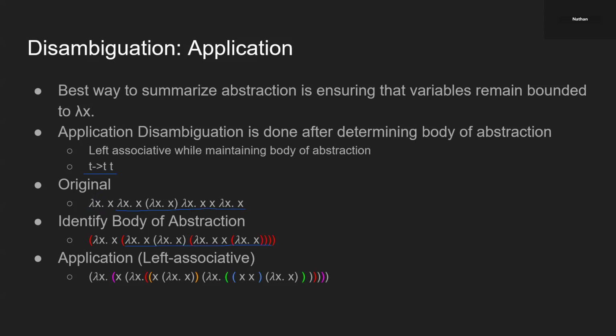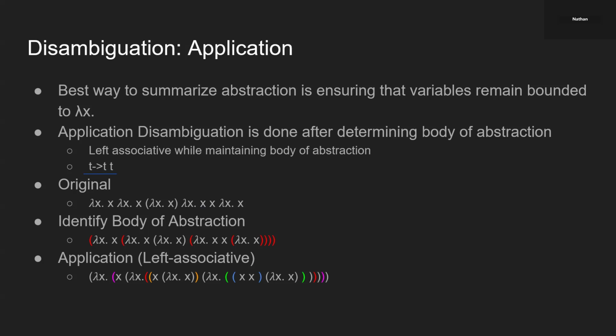This one's already enclosed in parentheses, so we don't need to draw anything there right now. This lambda x also goes to the end, which is why we have this. And this lambda x also goes to the end. That's pretty simple compared to application. Application should be done after you apply those body of abstractions. They should be seen as leftmost pairs that do not break body of abstraction.